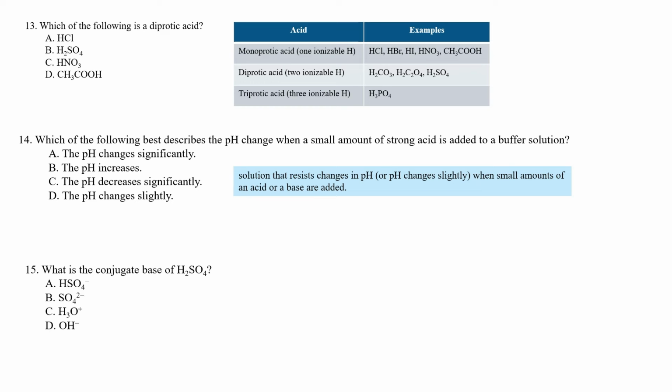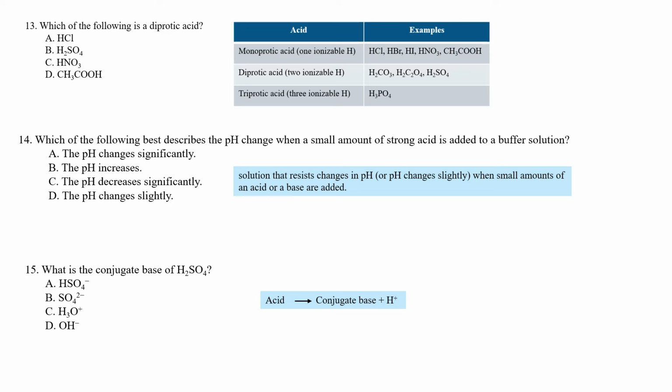Next question. What is the conjugate base of sulfuric acid? The concept here is that acids donate protons. According to the Bronsted-Lowry acid-base definition, acids are proton or H plus ion donors. Bases are H plus ion or proton acceptors. So acids donate protons and the species remaining we call its conjugate base.